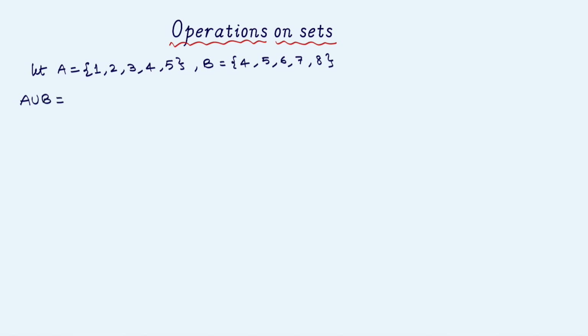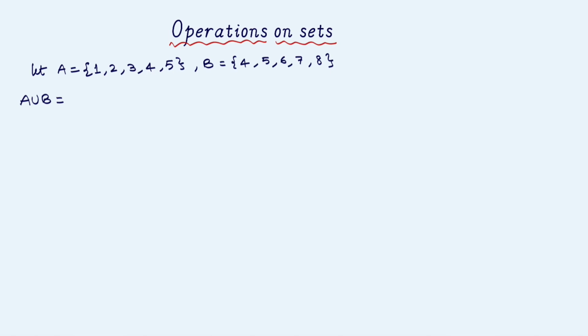Let's see how to find out A union B. Let us take two sets A and B. A is equal to 1, 2, 3, 4, 5 and B is equal to 4, 5, 6, 7, 8. We have seen the introduction and the different types of sets in the previous video. Now let us see how to find out union, intersection, difference and symmetric difference. These are some basic operations on sets. Let us see how to find out these.